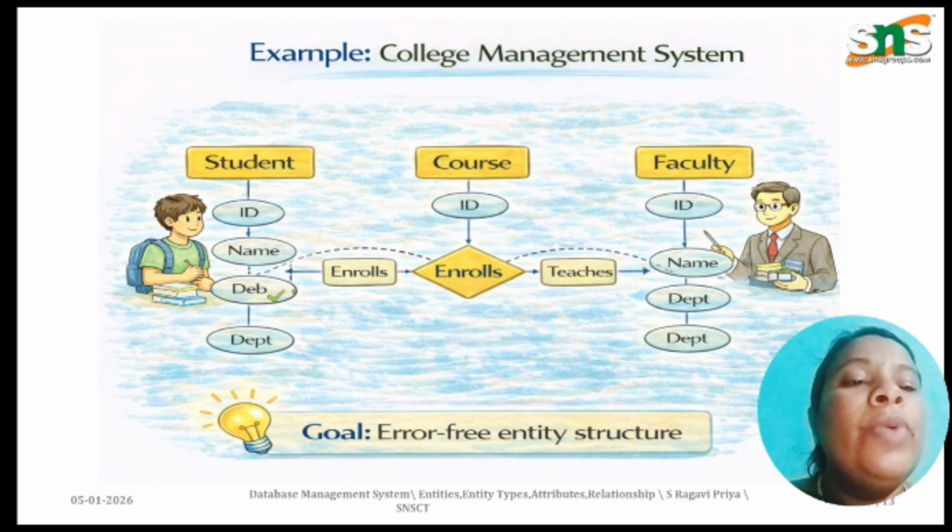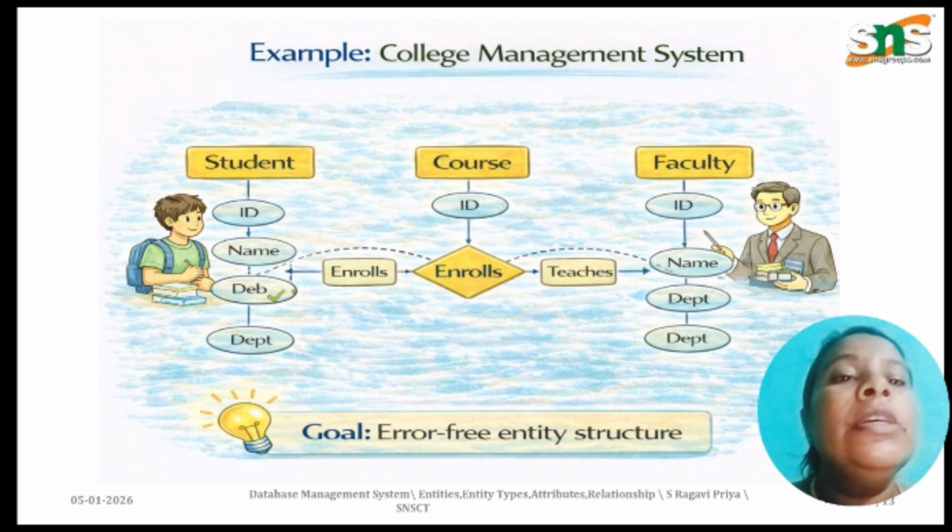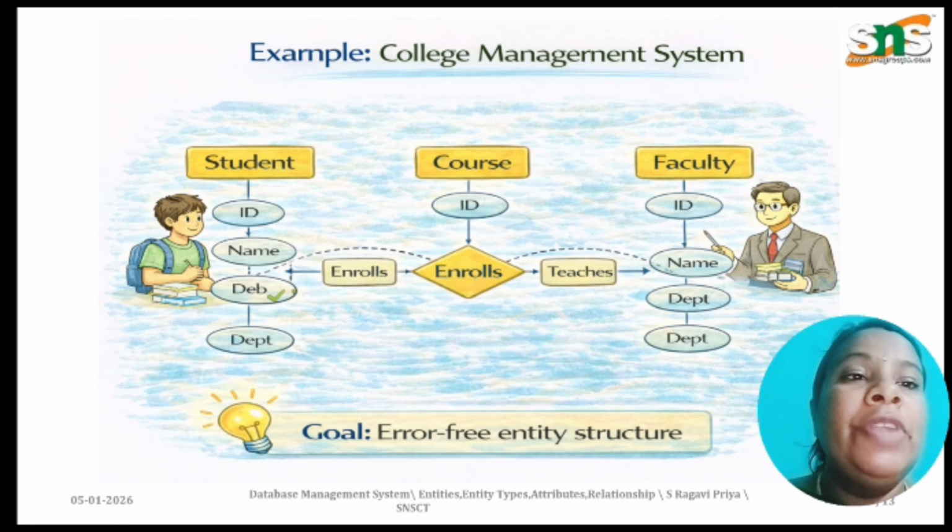So this is also an example, a college management system. We have three entities: student, course and faculty. The student entity consists of several attributes, and the relationship is enrolls. The students can enroll in several courses. Then faculty can teach several courses. So that is the relationship between the faculty and course.